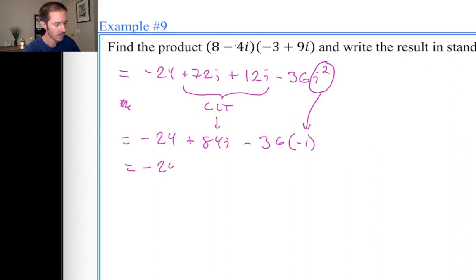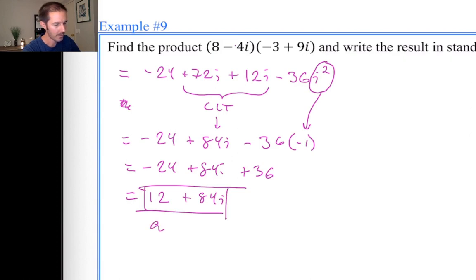So we've got negative 24 plus 84i plus 36 now. Negative 24 plus 36, switch it. Do it as 36 minus 24. That makes it a pretty obvious 12. I'm writing the 12 first. That's the real term or the real component. I'm writing the 84i second. That's my imaginary term. And I have written my final answer in standard form for a complex number, a plus bi.